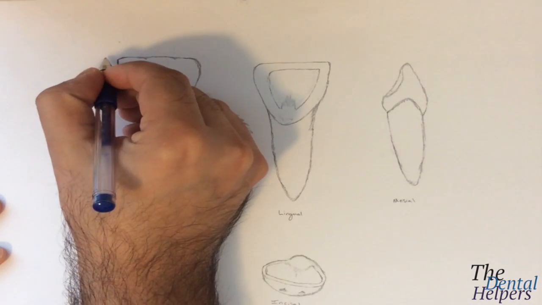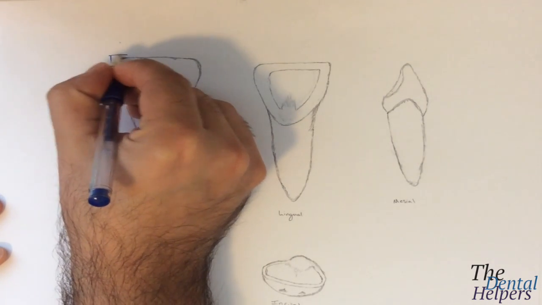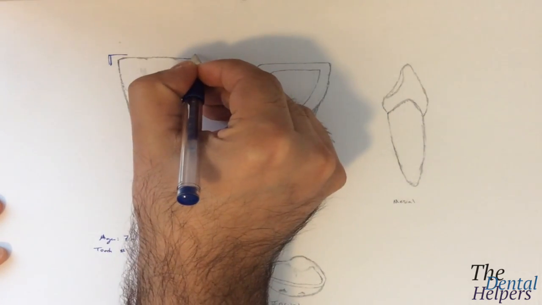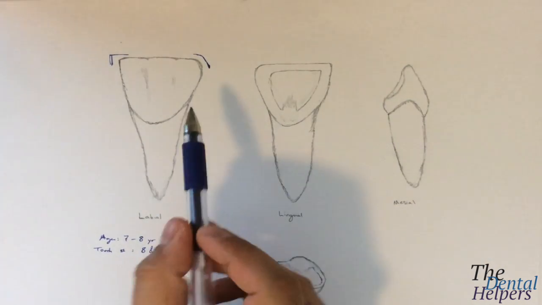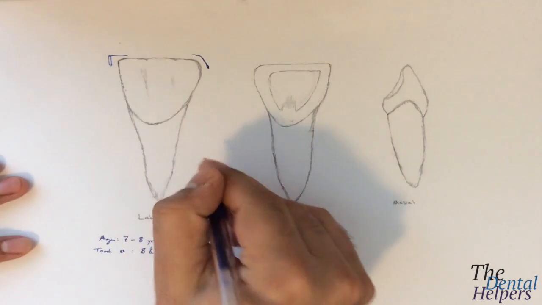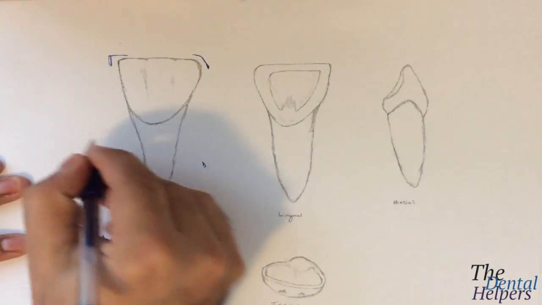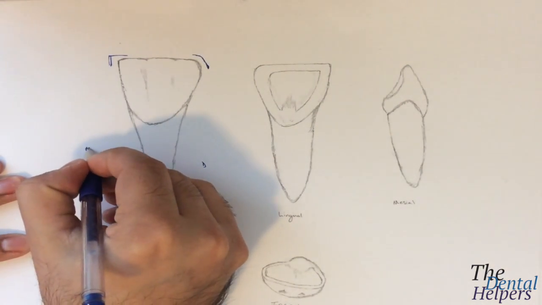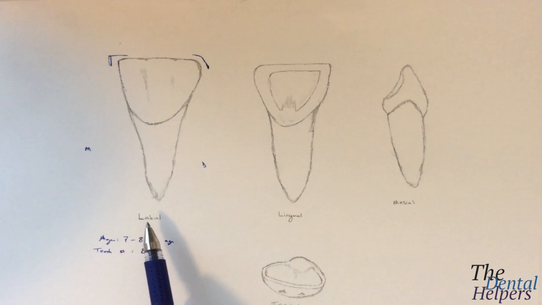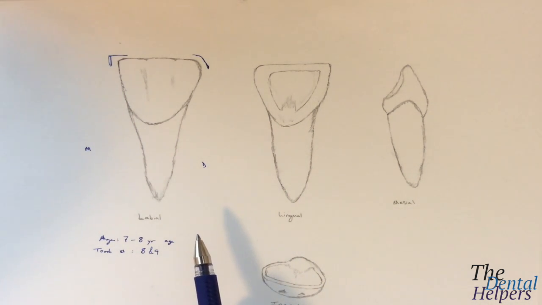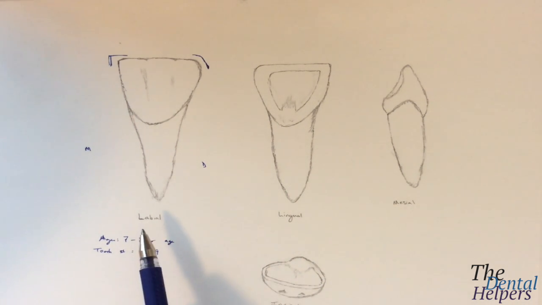So the first thing we notice is that there's a 90-degree angle right here, and this side is more rounded. As a result, the rounded side is always the distal side, and the acute side is the mesial side. So if you were to think in your mouth, this tooth that I've drawn here is actually tooth number 8.